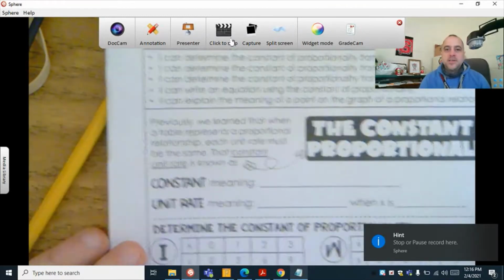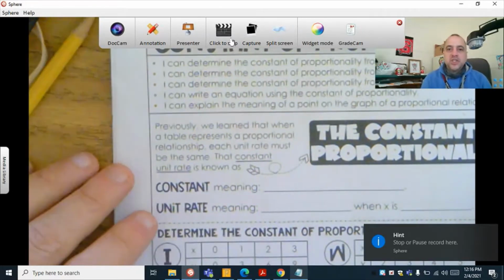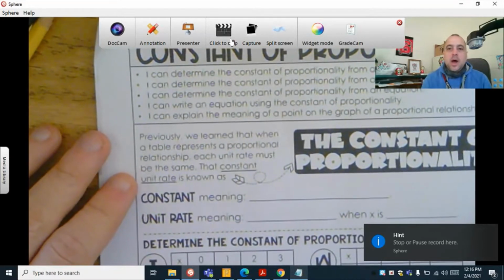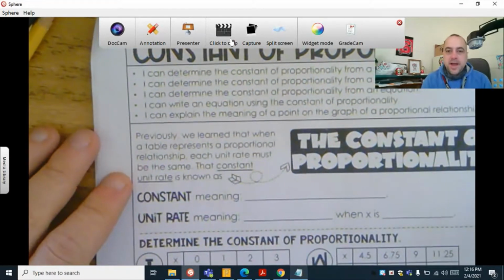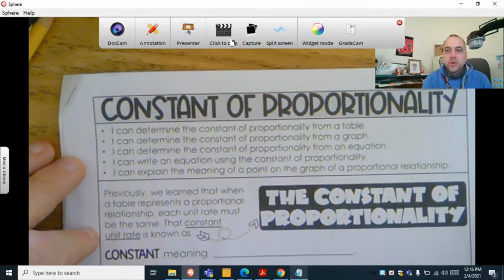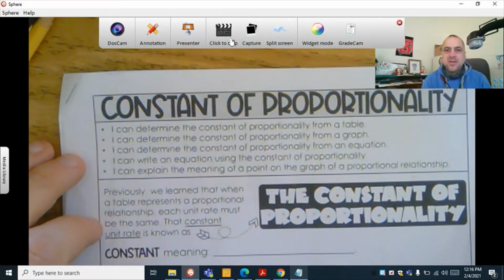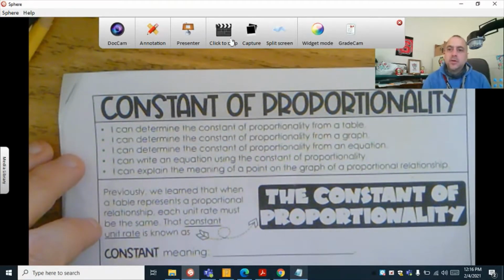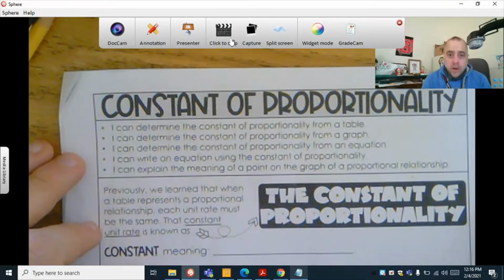Hey, what's up, guys? We're reviewing for our check-in, and we're practicing some stuff we did back in the day. Constant of proportionality, same thing as finding unit rates and doing rise over run and all that good stuff.